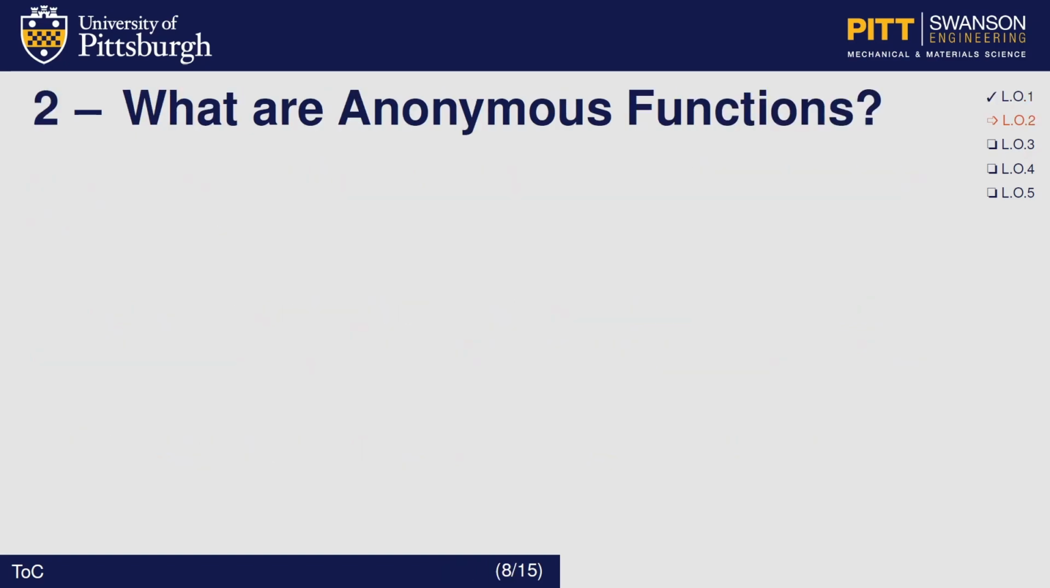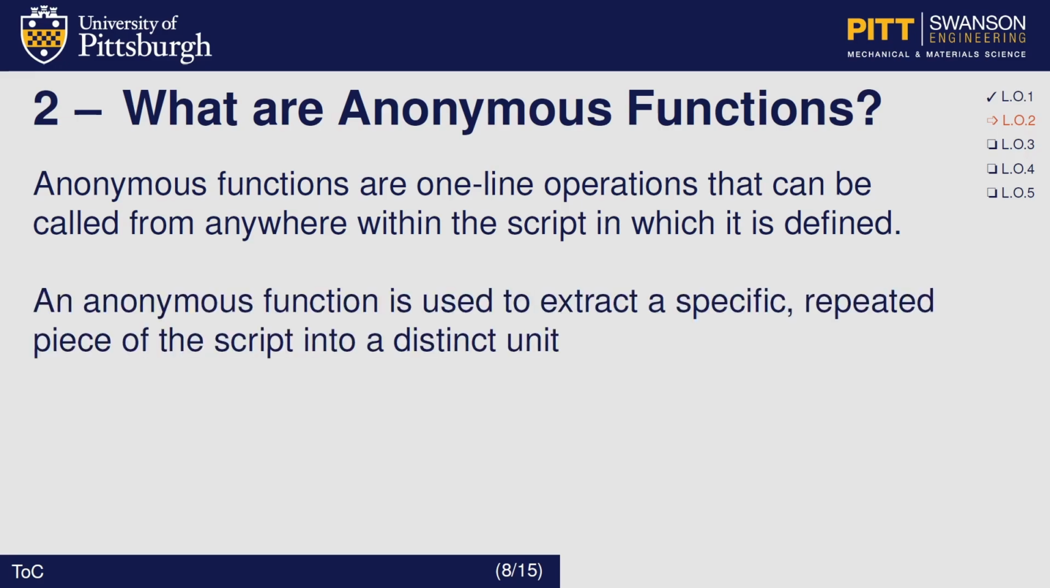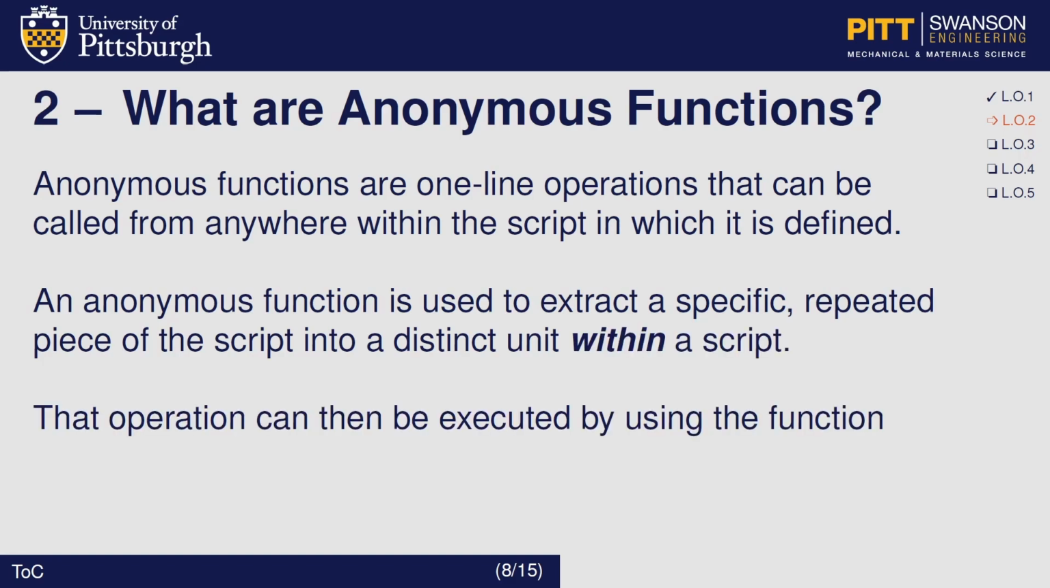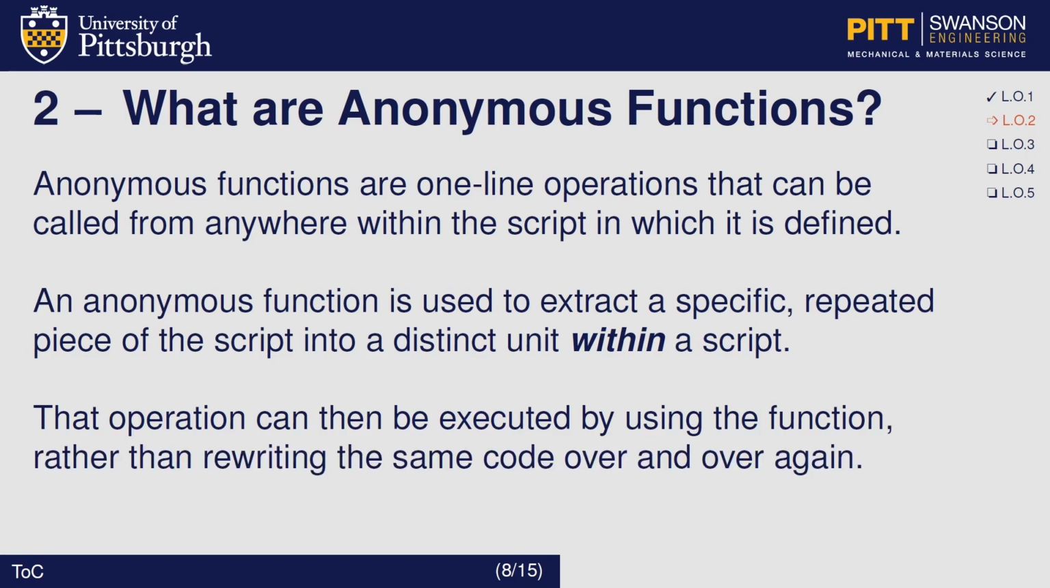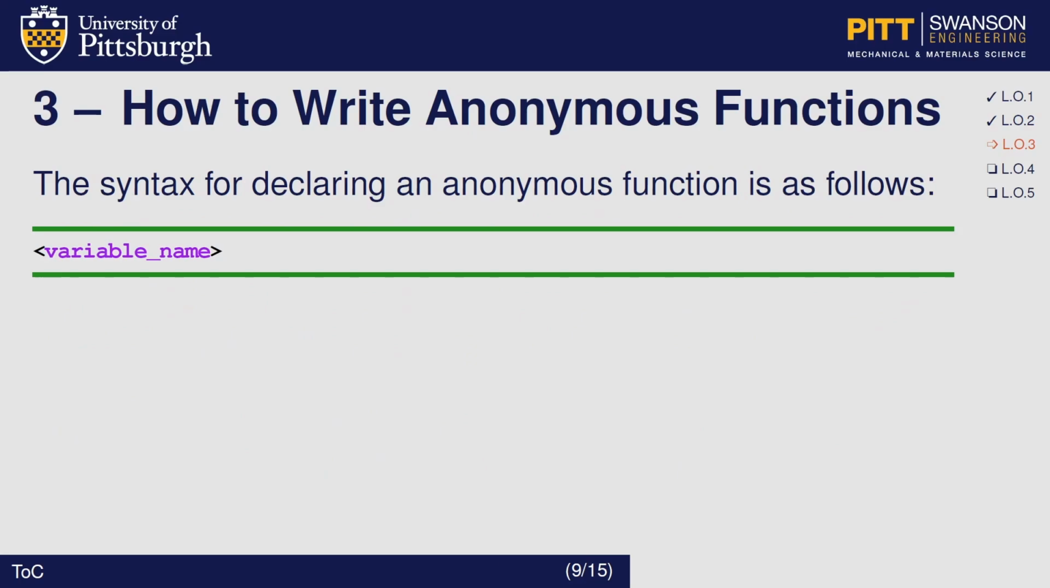And with that, what are anonymous functions specifically? Anonymous functions are one-line operations that can be called from anywhere within a script in which they are defined. They are used to extract a specific repeated piece of the script into a distinct unit within that script. The operation can then be executed anytime by accessing the function itself rather than rewriting the same code over and over again. The syntax for declaring an anonymous function is as follows. First comes the variable name in which it will be stored. Then an input can be specified in parentheses following the @ symbol, and if necessary, you can specify multiple input variables in this way. And finally, the function operation itself comes after. Remember, it can only be one line of code.